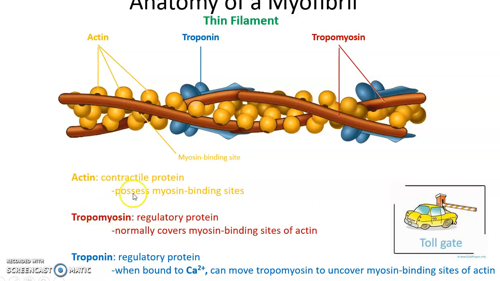So again, tropomyosin covers the binding sites for myosin, and troponin, when bound to calcium ions, changes shape, moves the tropomyosin, thereby revealing the myosin binding sites on actin, allowing the contraction to occur. Regulatory proteins. And that is where we will stop for this part of the lecture.